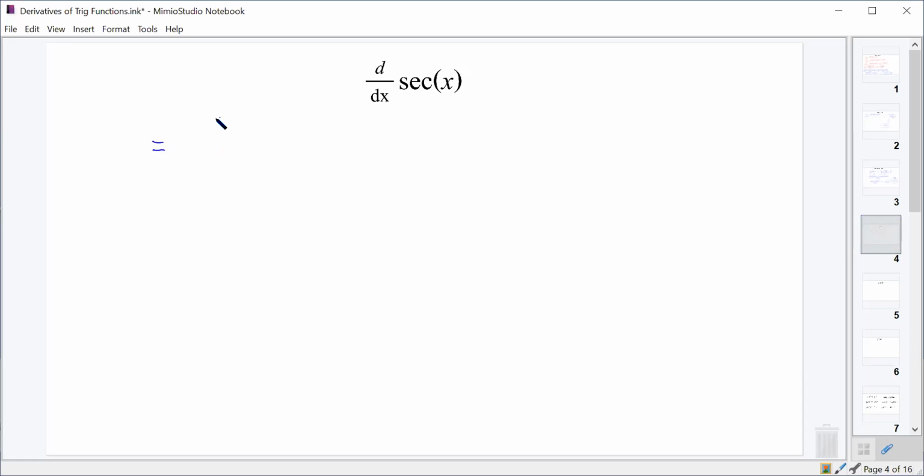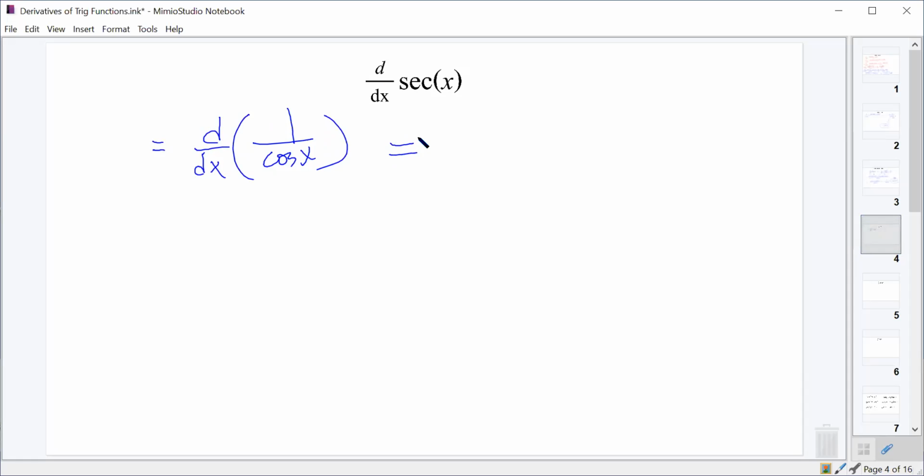Is there a way to rewrite that using a trig function that we already know? 1 over cosine. And what rule would we use? Quotient rule, or since this is just a constant over a function, we could use the reciprocal rule, which is just a simplified version of the quotient rule.